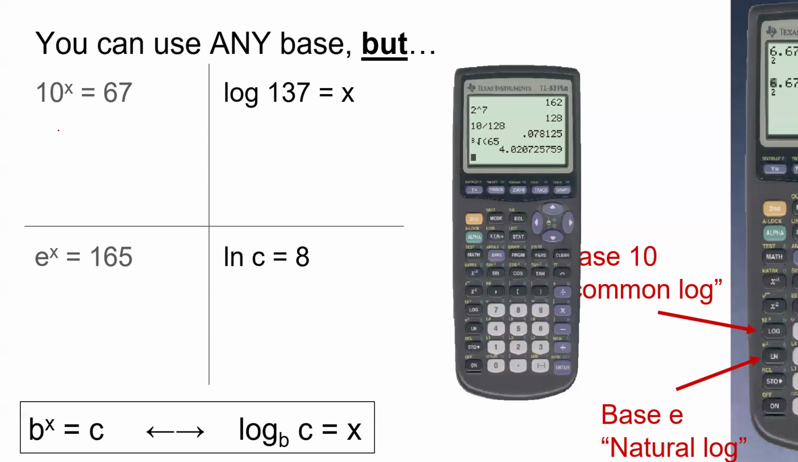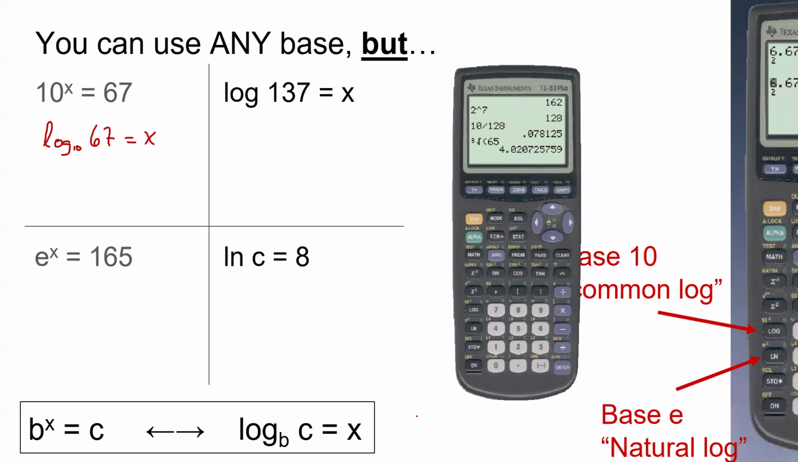I don't know. That's exponential. Let's go to logarithm. So I'd write log base 10 of 67 equals x. And I've got a button on my calculator. There's a base 10 log.